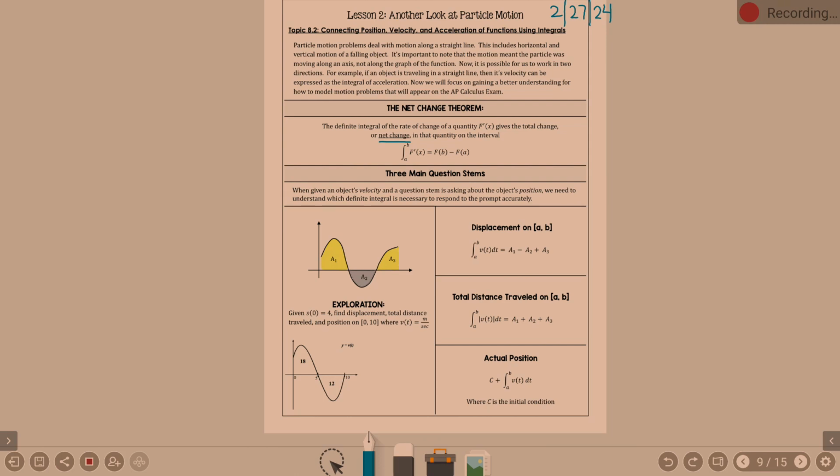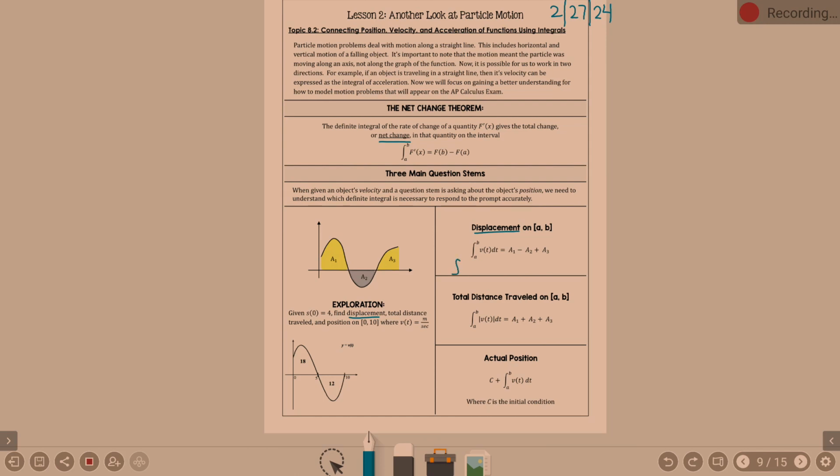So I'm going to relate it down to here, where we have this example. Given that s of 0 is 4, find displacement, total distance traveled, and position on 0 to 10, where v of t is in meters per second. So if we start with displacement here, okay, what are we looking at here?